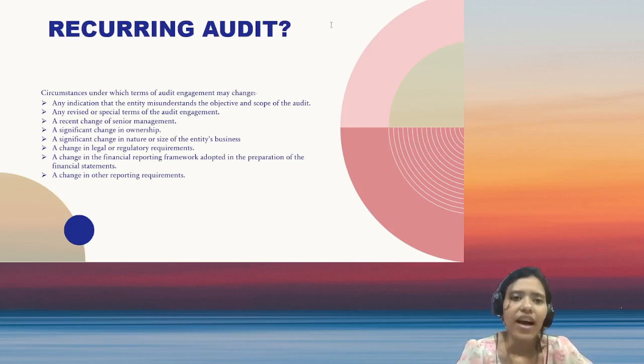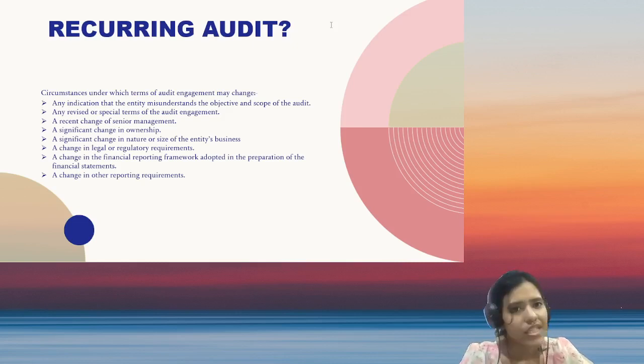As we all know, the auditor is generally appointed for a period of 5 years. So generally the auditor does not issue an engagement letter each year, because the engagement letter issued in the first year is enough for the 5 years if nothing changes. But we'll quickly understand what the situations are under which the engagement letter can be changed or revised in the 5 years, or in the recurring audit period.